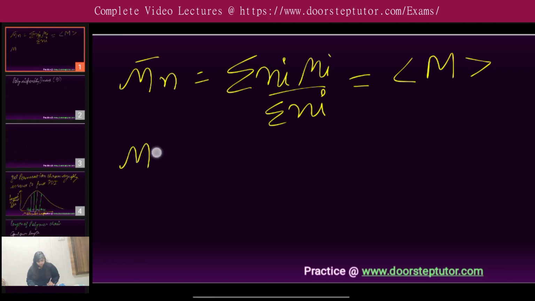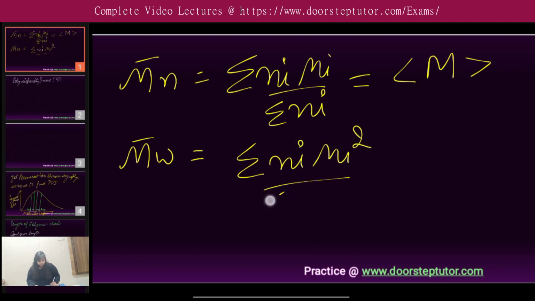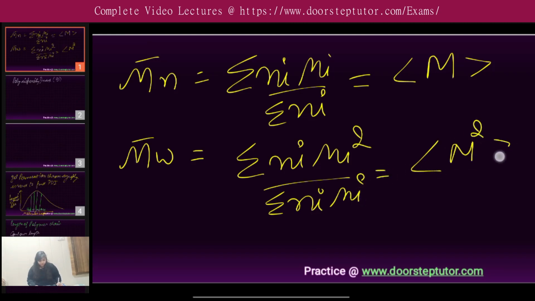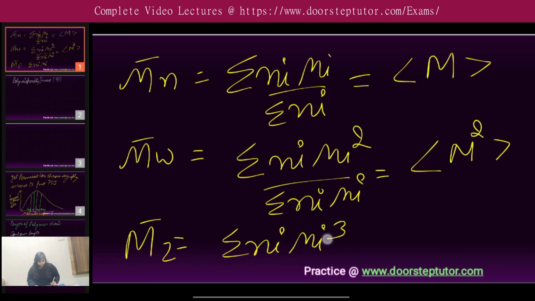Then was the weight average, that was given as summation of Ni Mi square upon the summation of Ni Mi. This can be written as M square within a bracket. Then we discussed the Mz, that we were writing as summation of Ni Mi cube upon the summation of Ni Mi square.